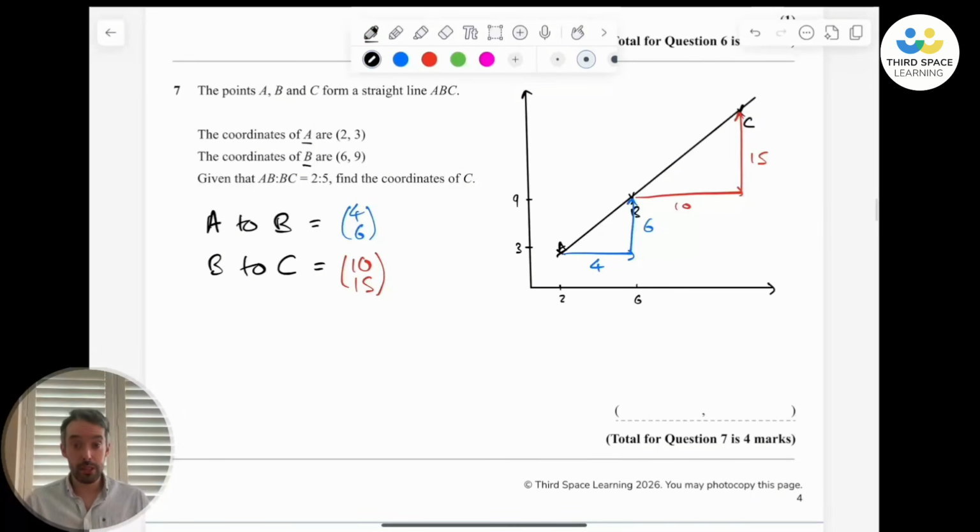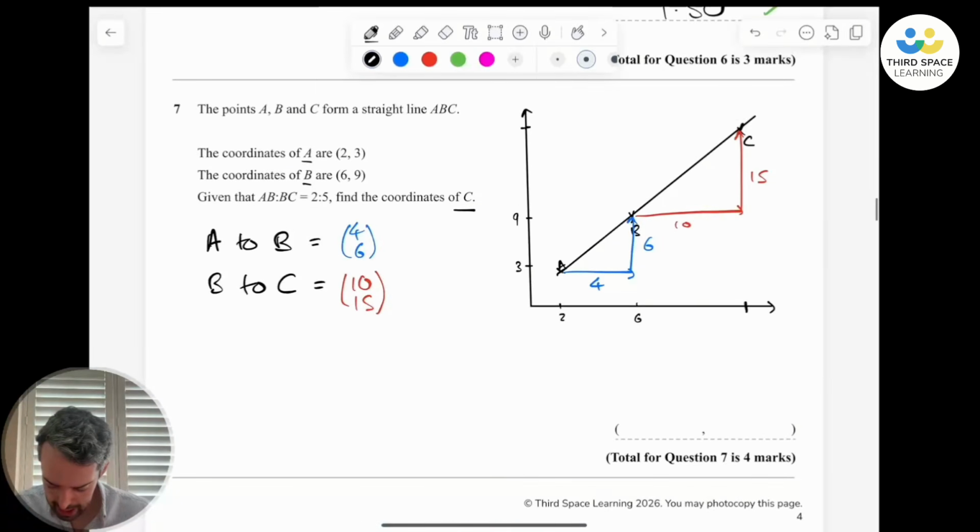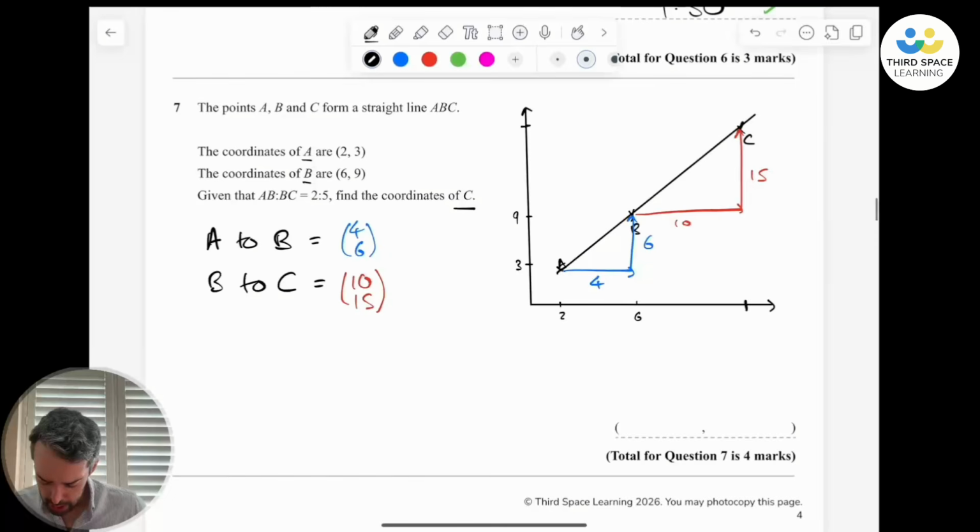Now the question says, work out the coordinates of C. So I need to know what that is and what that is there. Right, well, the distance all the way to this point is going to be 10 plus 4 plus this distance here, which is 2. So 10 plus 4 plus 2, well, that's 16.